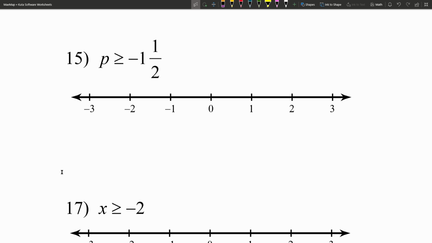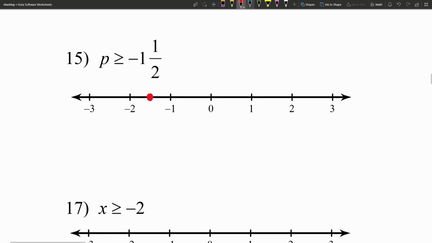But for now, let's go ahead and dive into number 15. 15 says that our variable p is greater than or equal to -1 1/2. So we're going to find -1 1/2 on our number line. So here's -1, but we're at -1 1/2. So that means -1 and then halfway in between that and the next negative number. So it would be right here is where -1 1/2 is. So let's go ahead and circle that. And it's also a greater than or equal to, so we'll shade it in as well.